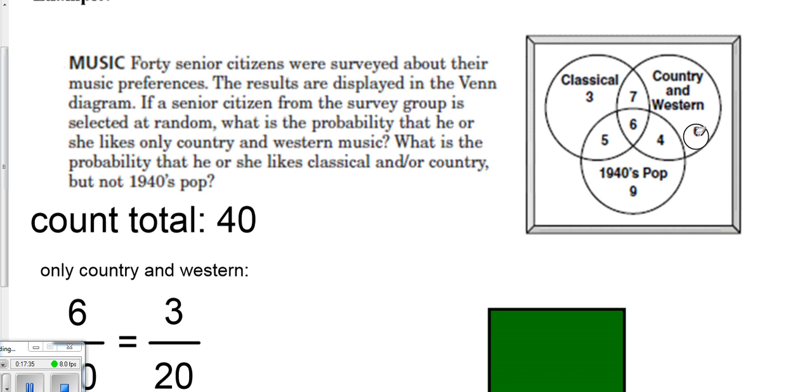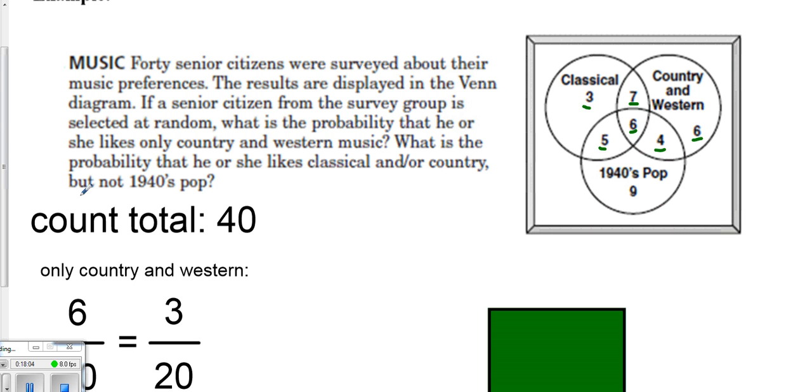Now, the question goes on to say, what is the probability that he or she likes classical and, should I say, and or, so either one, country, but not 1940s pop? Because it says this and or, we would include everything possible. So 3, 7, 6, 4, 6, 5, we're including all of those.